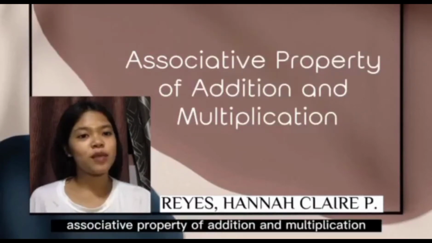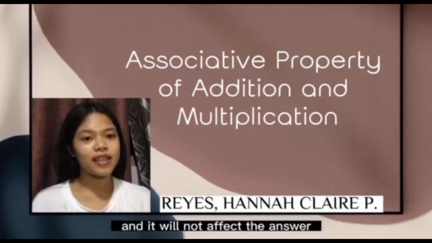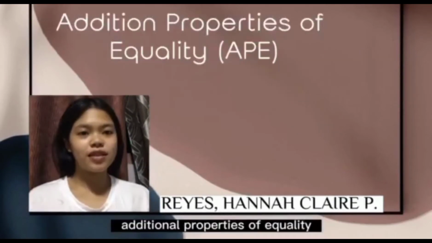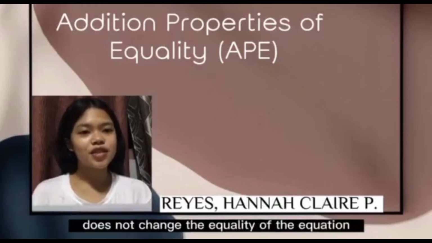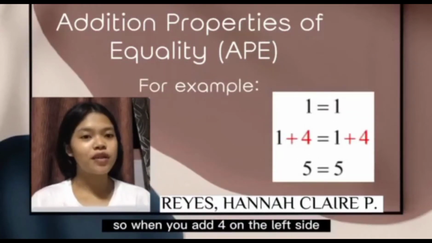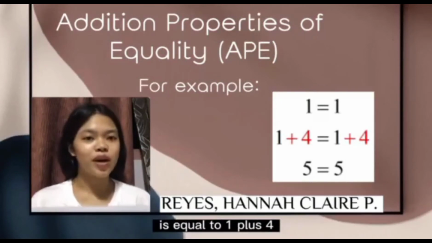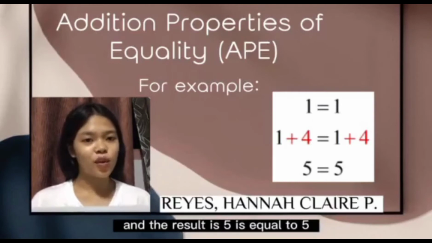Associative property of addition and multiplication states that you can change the grouping of the numbers in the problem and it will not affect the answer. Addition property of equality. Adding the same number to both sides of an equation does not change the equality of the equation. For example, 1 is equal to 1. So when you add 4 on the left side, you should also add 4 on the right side. So that makes 1 plus 4 is equal to 1 plus 4. And the result is 5 is equal to 5.